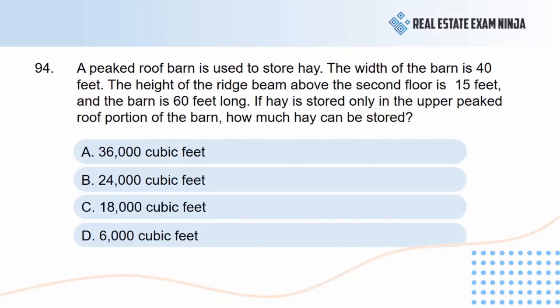Number 94. A peaked roof barn is used to store hay. The width of the barn is 40 feet. The height of the ridge beam above the second floor is 15 feet, and the barn is 60 feet long. If hay is stored only in the upper peaked roof portion of the barn, how much hay can be stored? A. 36,000 cubic feet. B. 24,000 cubic feet. C. 18,000 cubic feet. D. 6,000 cubic feet.